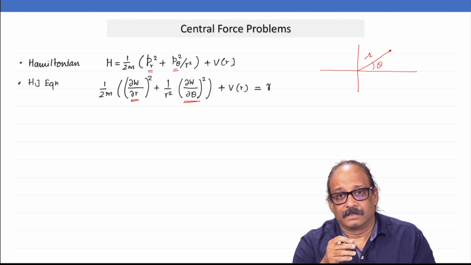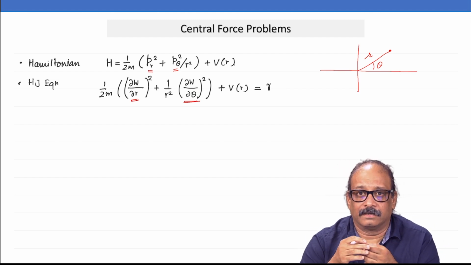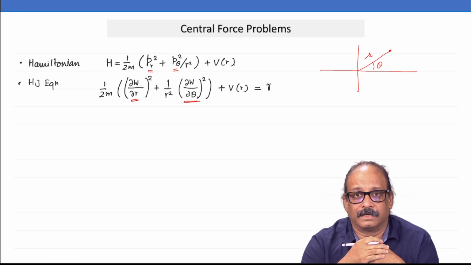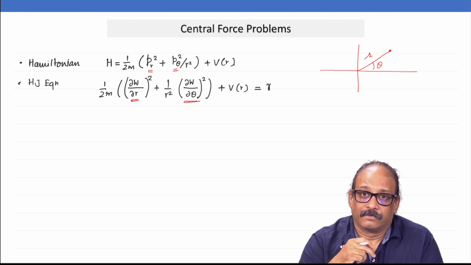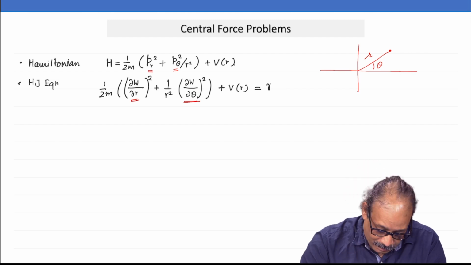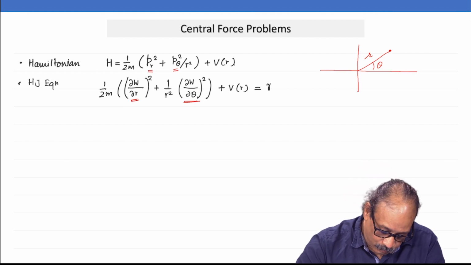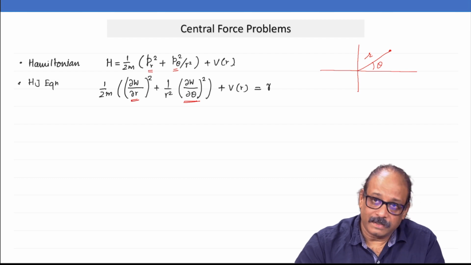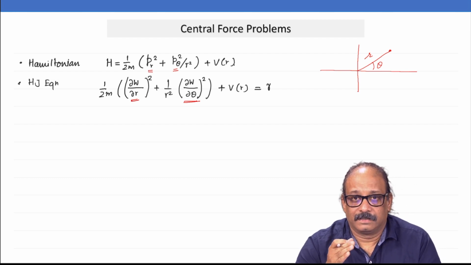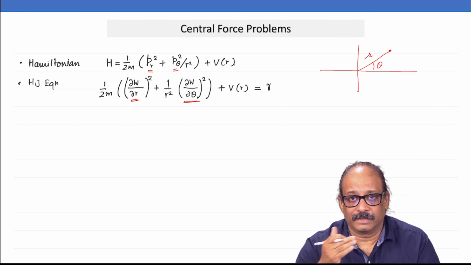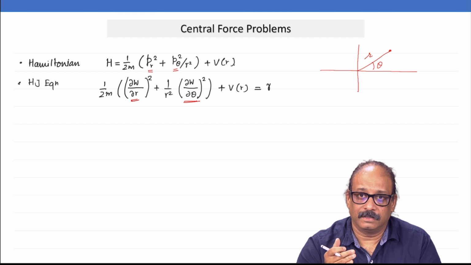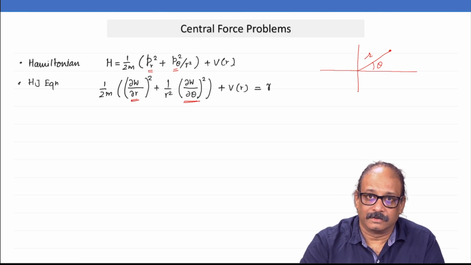Okay. And then there are several techniques you might have already learned to integrate the differential equation. Separation of variables is one of the powerful techniques there. Okay. And we will see that we can apply that here too. So, what I will do is shift all the theta dependent terms to one side and all the r dependent terms to the other side.